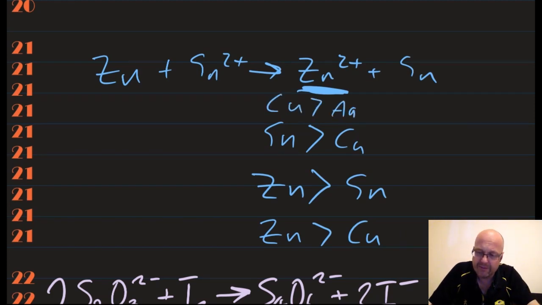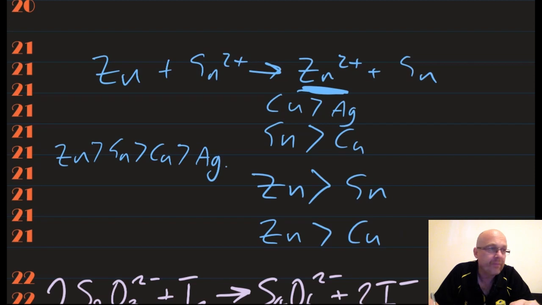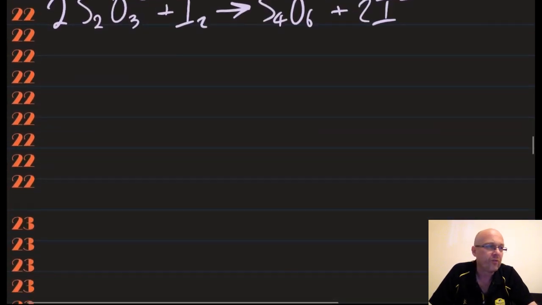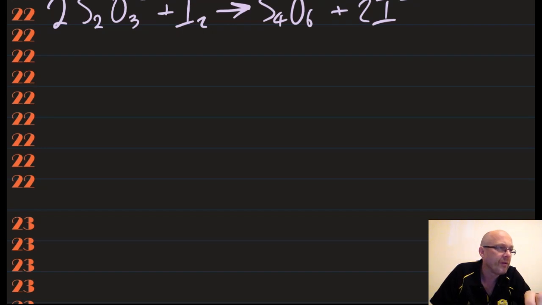So by doing a little in your head, you've got zinc, then tin, then copper, then silver. Zinc, tin, copper, silver, D, 21D. Yep, most reactive ends up as an ion. 22, half equations. Ooh. How much bother are they going to want me to do here?